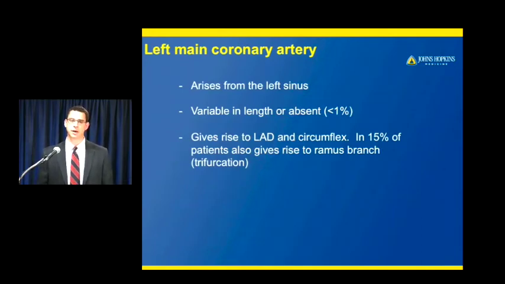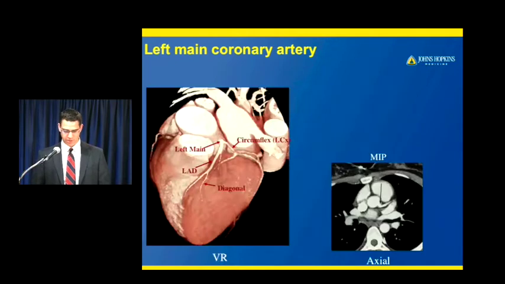Now let's talk a little bit about the left main coronary artery. So the left main coronary artery arises from the left sinus, as we already showed. In some patients, actually, it can be absent, in less than 1% of patients, and you'll have separate origins of the LAD and circumflex from the left sinus. But in the majority of patients, 99% of people, it's present. It can be quite variable in length, sometimes very, very short, or sometimes quite long, and that's all within the range of normal. It gives rise to the LAD and circumflex, and in about 15% of patients, it also gives rise to the ramus branch at a trifurcation. So we'll show some examples of that.